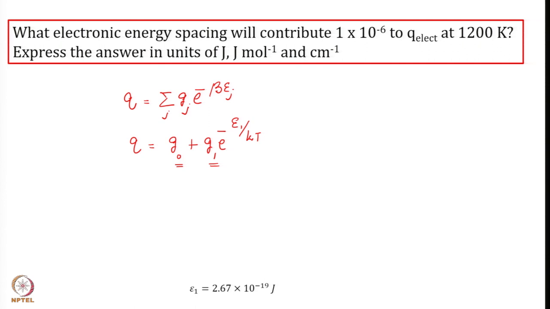The question is, what electronic spacing will contribute this much to Q electronic at 1200 Kelvin? That means the degeneracy of the ground state contribution is anyway there. Over and above, what electronic spacing will contribute this 10 raised to the power minus 6? 10 raised to the power minus 6 is also not very large. We need to calculate the value of E1 so that the contribution is 10 raised to the power minus 6. So we are interested in g1 exponential minus E1 upon kT equal to 10 raised to the power minus 6. This is the problem to be solved, and we are supposed to calculate E1.